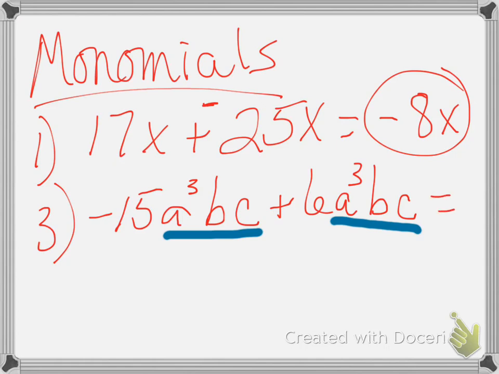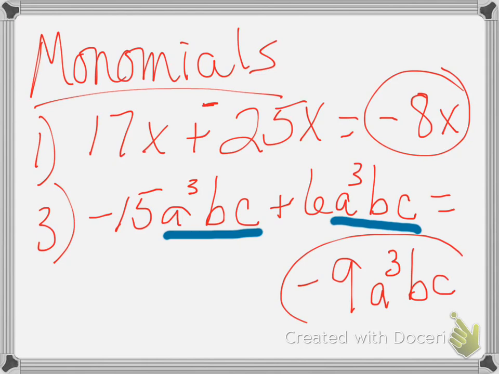Negative 9. Negative 9 a to the third power BC. Good. I thought you added the BC together. Nothing happens to my variables. They stay exactly the same. We are adding and subtracting coefficients only. All right, let's do another one.